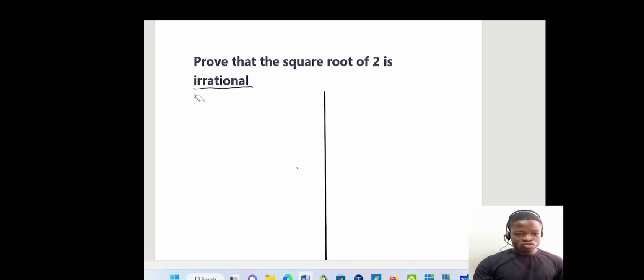Let's assume that root 2 is rational. So assume that the square root of 2 is rational. So it implies that we can write it as root 2 equals a over b. Our first assumption is that the square root of 2 is rational. Now, if we're able to prove that the square root of 2 is not rational, then we can conclude that root 2 is actually irrational. So the first assumption is that the square root of 2 is rational.